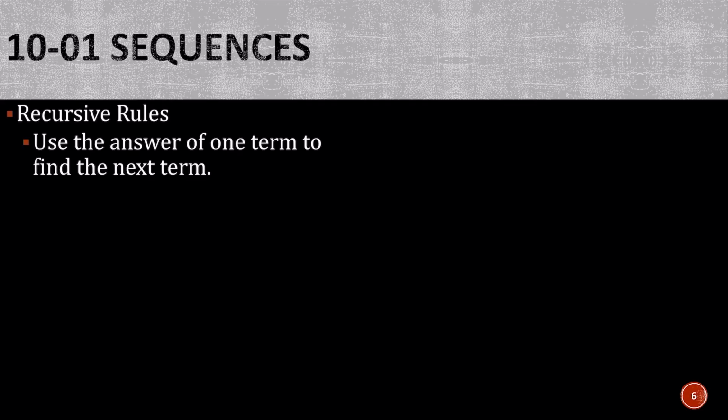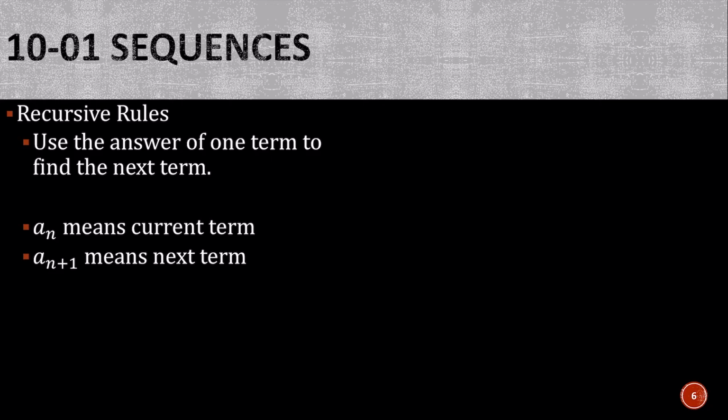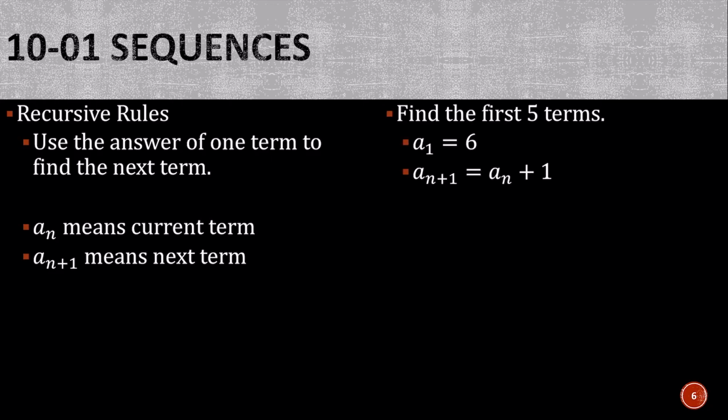We also have something called recursive rules. A recursive rule is where we use the value of one term to find the next term. In this, we're going to say a_n is the current term and a_(n+1) is the next term. And so a recursive rule could look something like this. You're always told the first term. You have to know where you're starting. And then you can fill it in to get the next term.